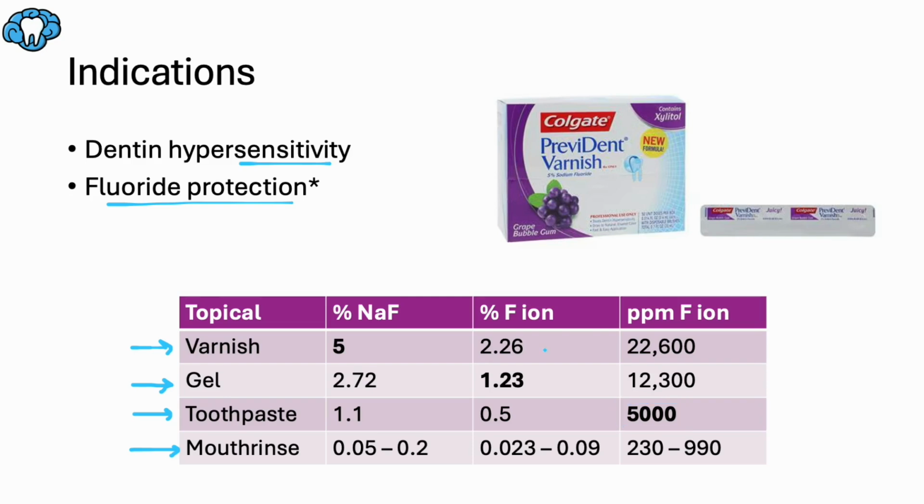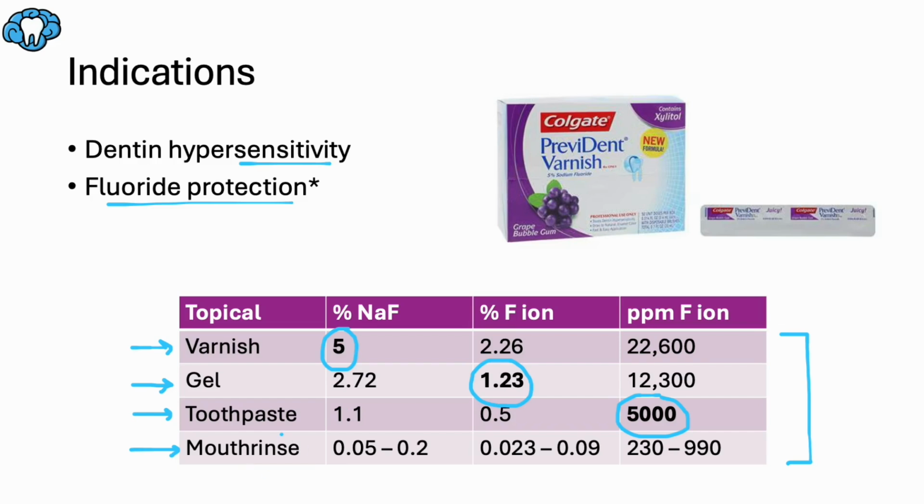By the way, in bold are the numbers usually featured on the package of each item. So the varnish is usually 5% sodium fluoride, the gel is usually 1.23% fluoride ion, and the toothpaste 5,000 ppm. Anyway, hopefully that clarifies some of the different numbers being used. And currently, the ADA recommends these concentrations for people at risk of developing dental caries. So again, any of these numbers, you just match it up with the description that it's telling you, either percent sodium fluoride, percent fluoride, or ppm fluoride.